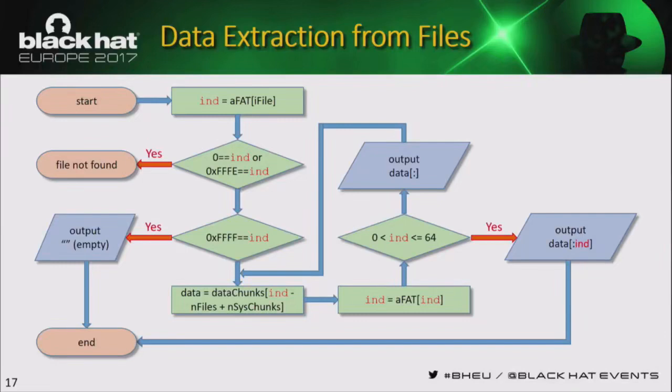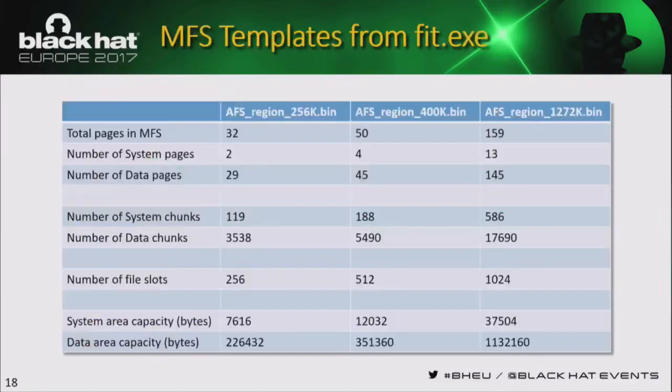So if you know how the FAT table works, it's very similar, with one difference. MFS doesn't store the length of the file directly. So the only way to find the length is to enumerate all chunks in a sequence this way. And when you find the last chunk, you will know the length of the file. So it's very easy to extract any file with a specified number from the MFS using this information.